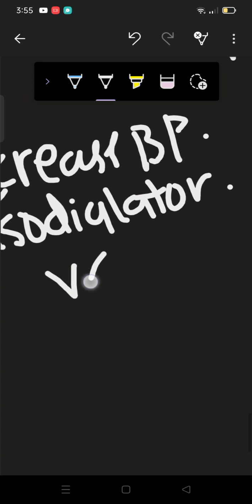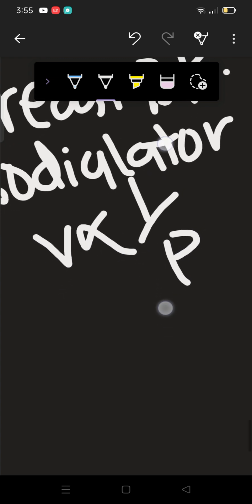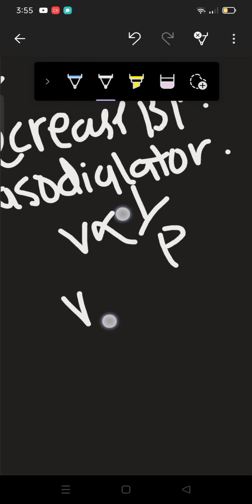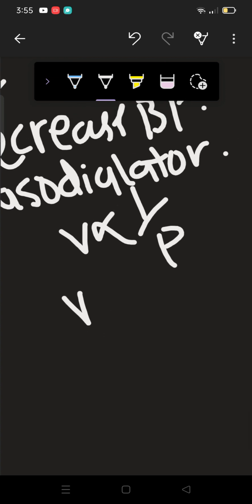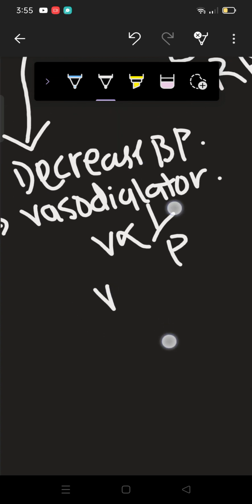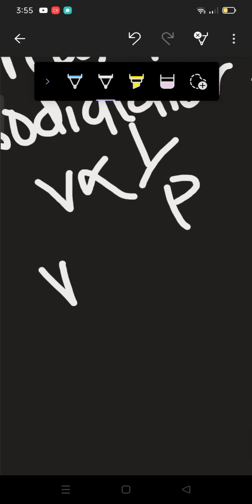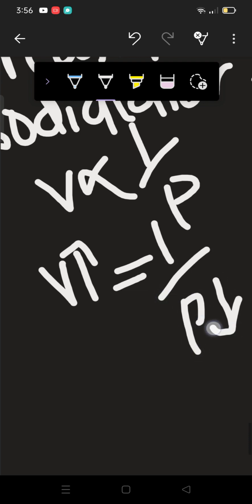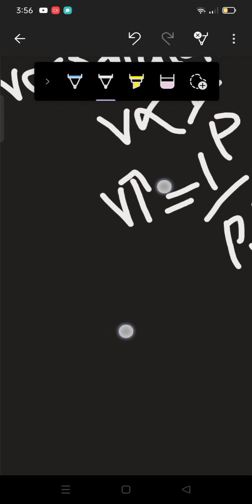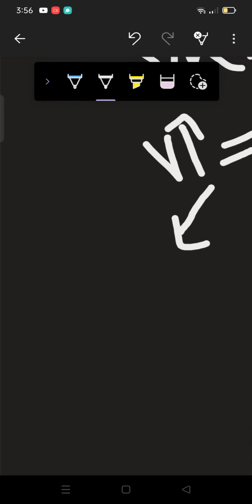And we know that volume is inversely proportional to the pressure. Vasodilator, dilator means it is increasing the volume of the artery. So if volume is increased, then the pressure would be decreased, because we know that these are inversely proportional to each other. So vessel volume is increased now, and pressure would be decreased. This is how it is a vasodilator, and it is making the blood pressure low then.